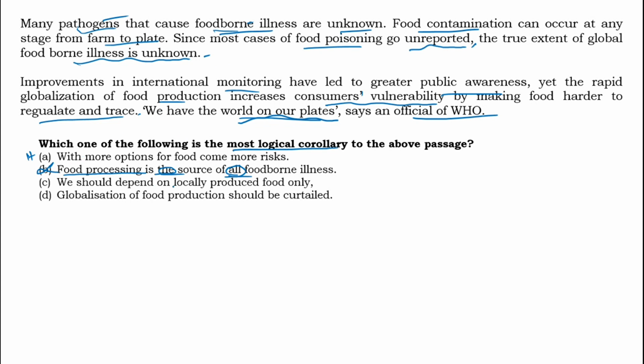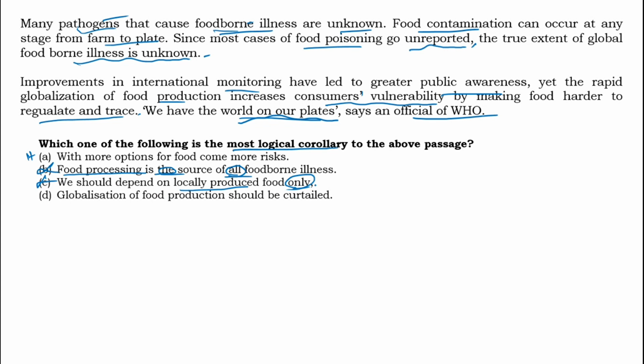We should depend on locally produced food only. The author did not suggest in the passage that we should depend on locally produced food only. And the passage tells that food contamination can happen anywhere between farm to fork. So even locally produced food will also have contamination, right? And we have 'only' in the statement. So this is an extreme statement, and this statement is also wrong.